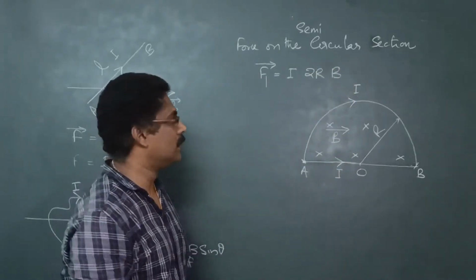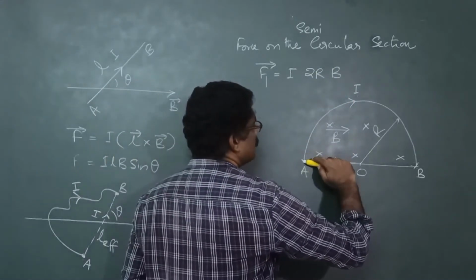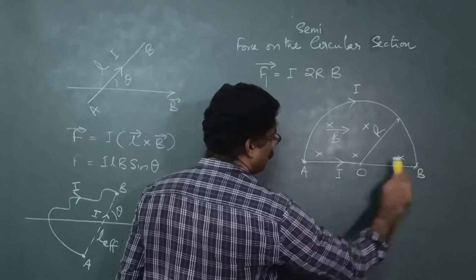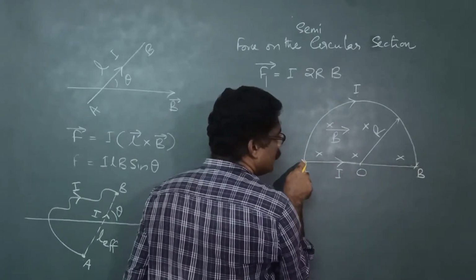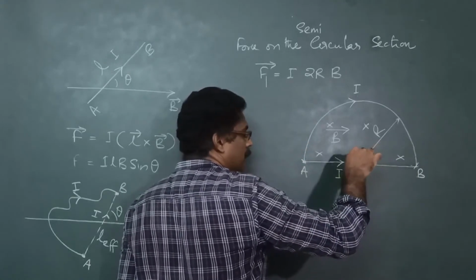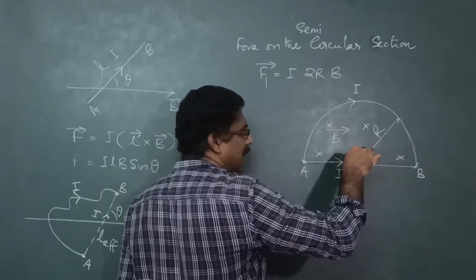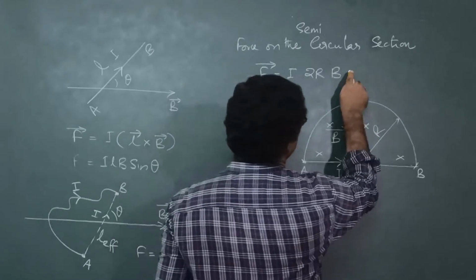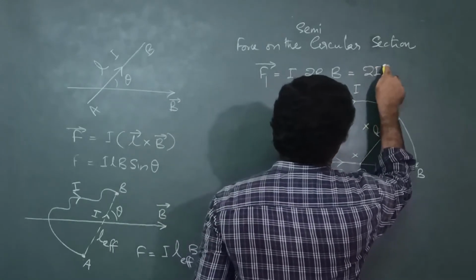What is theta here? Since the current is starting from here to here, so in this L effective length, the current is starting from A to B. So the current is in this direction and magnetic field is perpendicular inward. So what is theta there? 90, sine 90 is 1. So this is I into 2r into B. So it is equal to 2IRB.